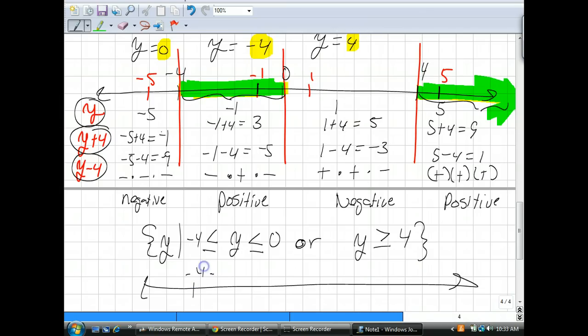So I have negative 4 and 0. So it'd be a closed circle, and everything in between. Well, let me just do that in green. And then I have 4, and that also would be a closed circle, and the arrow is going that way. So remember, for any inequality, you're always going to have a number line or a graph to represent your answer.